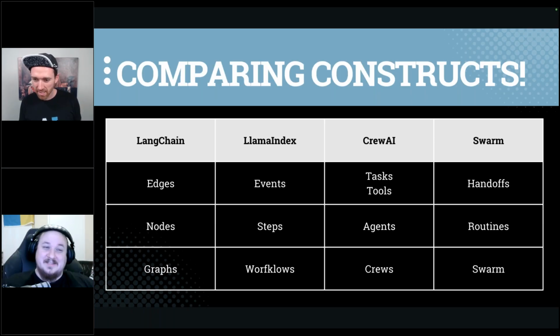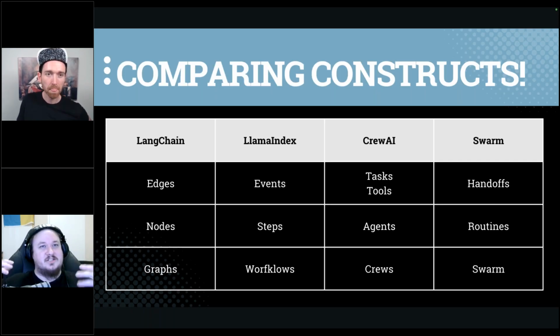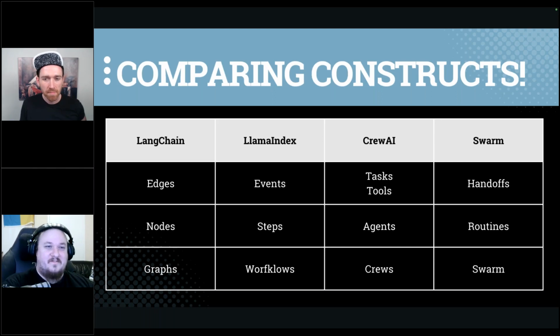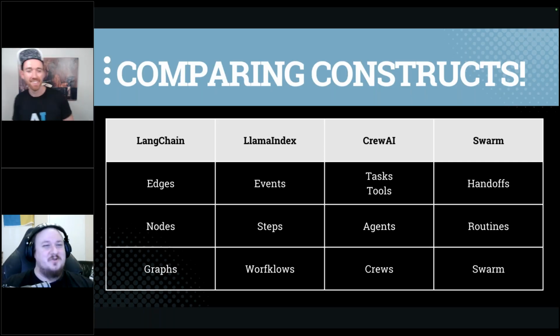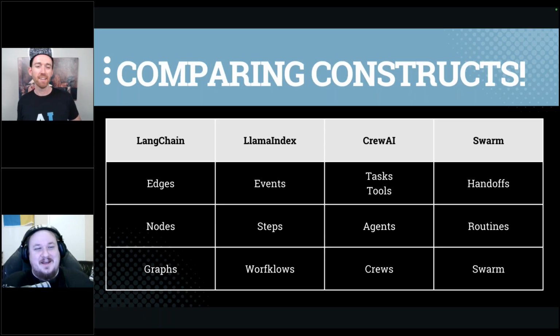So LangChain was like, well, that sounds like a graph to me, nodes and edges. Llama Index was like, that sounds like event-driven architecture, events and steps. And Swarm said the same thing. These are routines that the LLM does, and then it hands off to the thing that does. And this is the idea. We're describing the same constructs here. We're trying to nail down the terminology. LangChain going with a very familiar terminology, Llama Index going for a very familiar terminology, Swarm saying maybe we should build some new terminology, but it's the same thing under the hood.